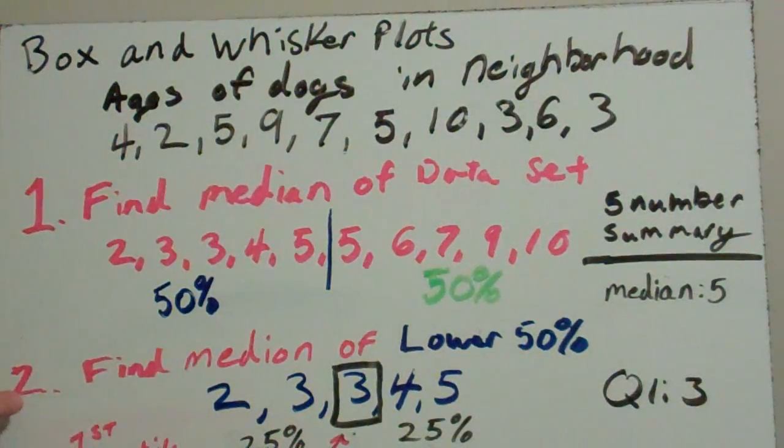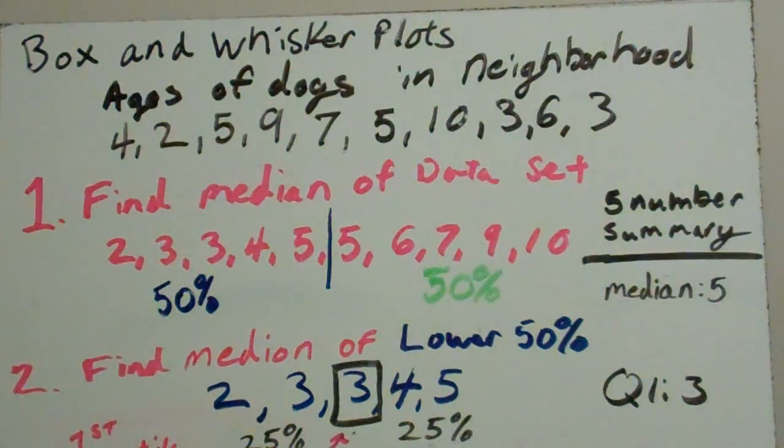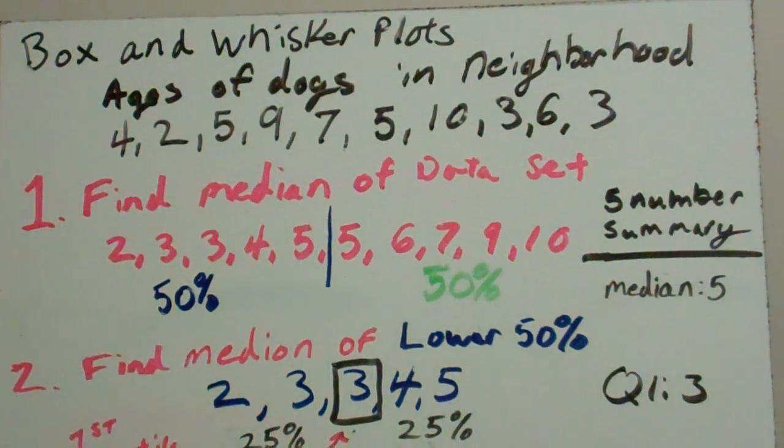So what we're going to do next for our second step is to take the lower 50% of the data. Okay? So we're going to take this portion here, and we're going to find the median of that portion. So this 50% has only 5 numbers in it: the 2, the 3, the 3, the 4, and the 5. So when we find the median of that, we end up with 3 as our median. Okay? And that is also what's called the first quartile.